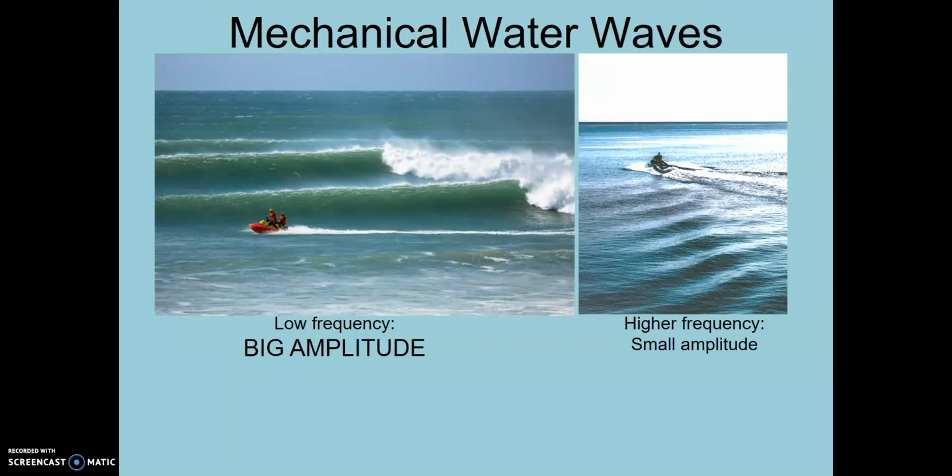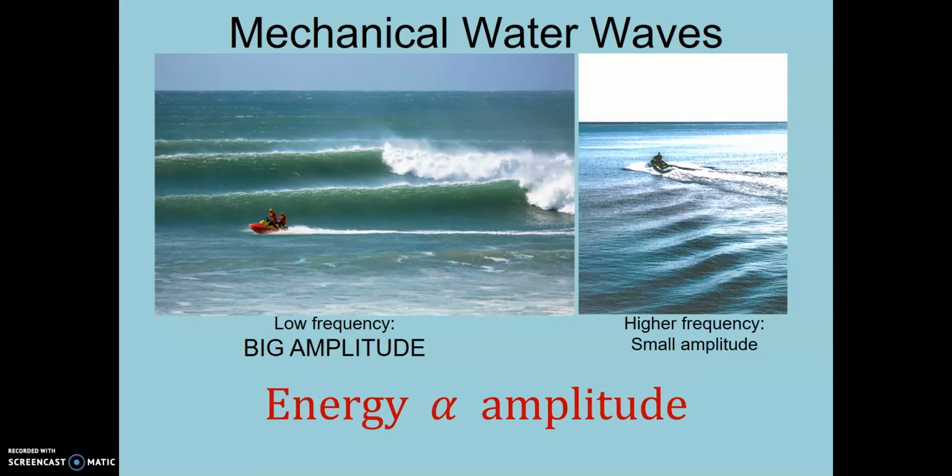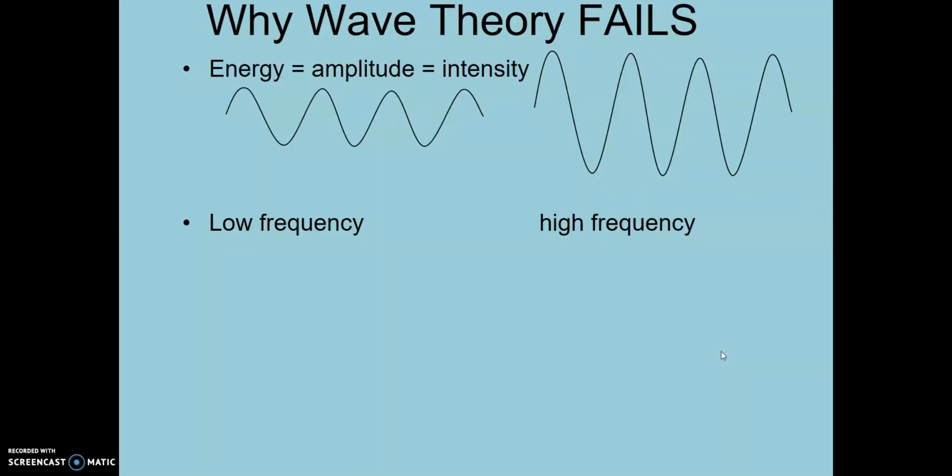Now the wave theory says that energy is proportional to amplitude. Here we have low frequency waves. It's probably about 15 seconds between each wave. But clearly there's lots of energy there. High amplitude. Here we have a higher frequency, probably 1 second between each wave, but it's a much smaller amplitude. Well, that didn't work for this observation.